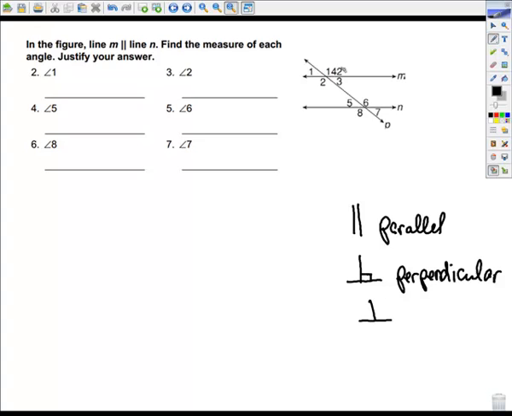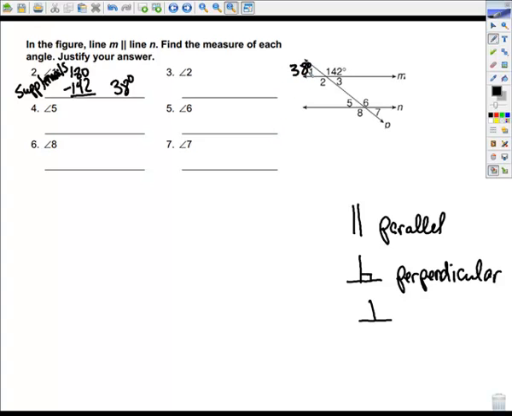Okay, so we know that this angle right here is 142 degrees, and we're looking for angle 1. Well, angle 1 and this angle are supplements, so I can take the 142 and subtract it from, I need to put the 180 on top. 180 minus 142 gives me 38 degrees. And it says justify, and I would write that those two angles are supplements. So I'm going to fill this in just like I did with the other ones, so 38 degrees.